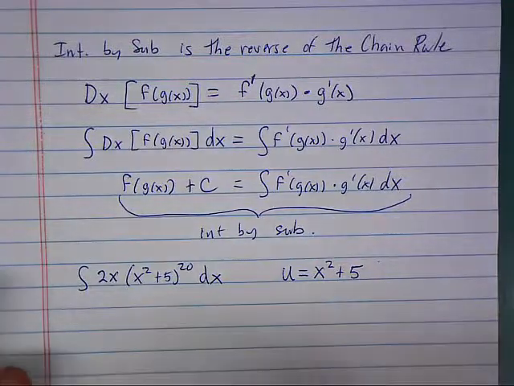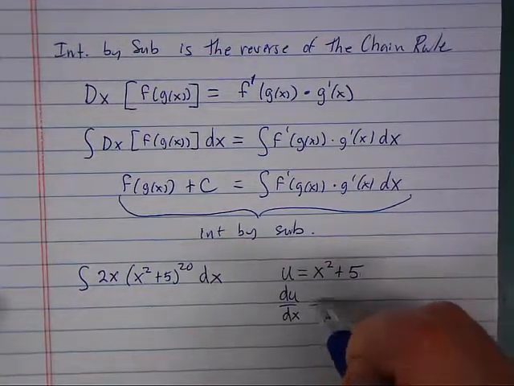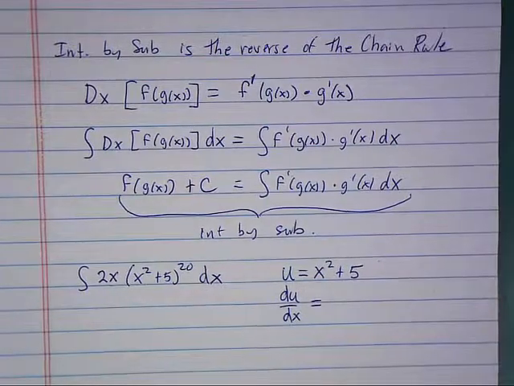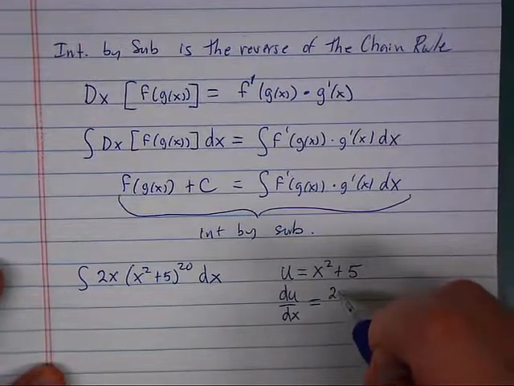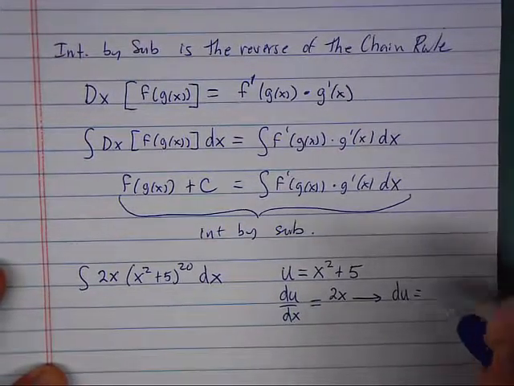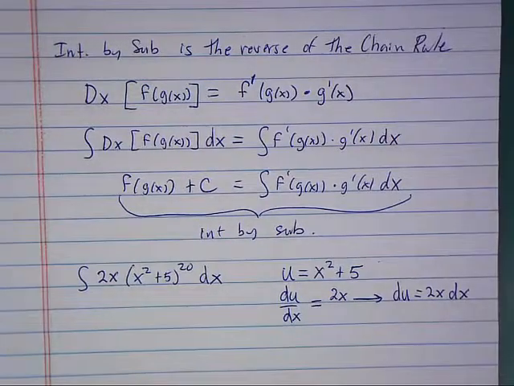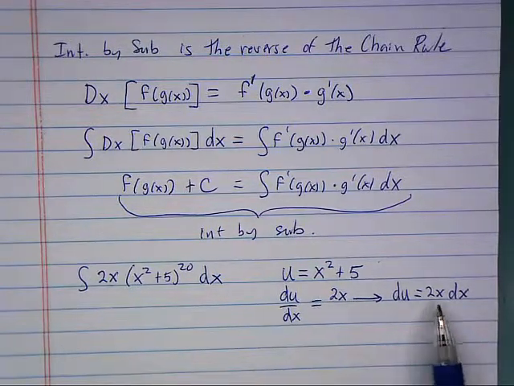If I take the derivative, I would have du/dx is, what's the derivative of x squared plus 5? 2x. So this is generally written this way. Generally I write du is 2x dx. I just moved the dx over. And you're going to get in the habit of doing that all in one step. Generally I would write right from the beginning, du is 2x dx.